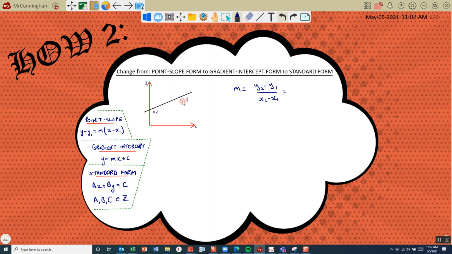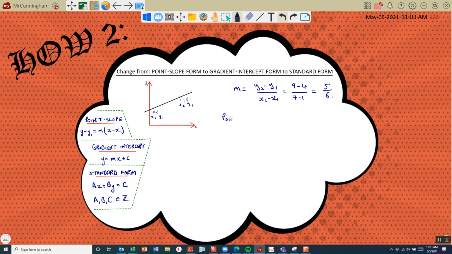So these are my points, so I'm going to let this one be x2, this one is y2, this one is x1, this one is y1. So 9 take away 4 over 7 take away 1. And I go into this in more detail in the how-to video which deals with finding the equation of a straight line. So you can look at that if you need to. So 9 take away 4 is 5, 7 take away 1 is 6. So I've got my gradient, which is m, 5/6.